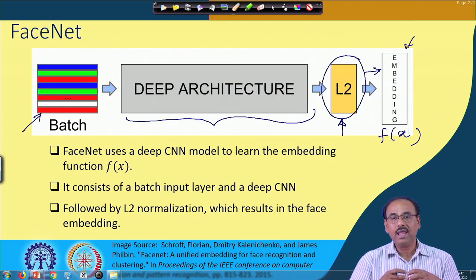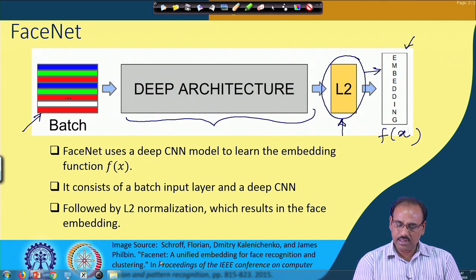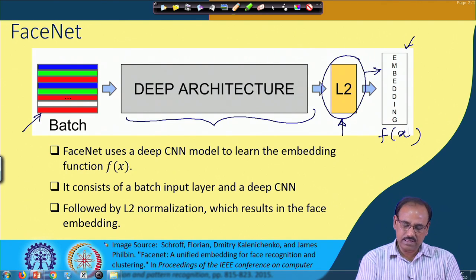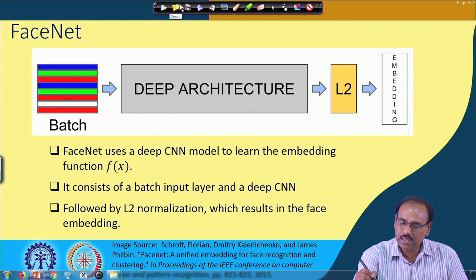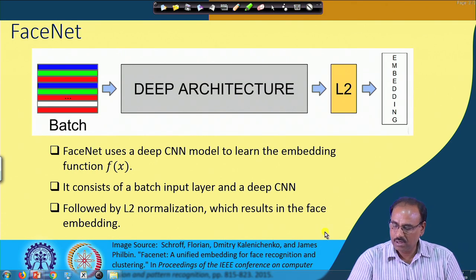Once your embedding is complete, your decision is taken in this embedding domain only, that is in the d-dimensional space. I don't have to take the decision in the original image space where the images are of size m by n. The work we are going to discuss today was presented in this particular paper, FaceNet: A Unified Embedding for Face Recognition and Clustering, as given over here. So let us see how this network actually works.